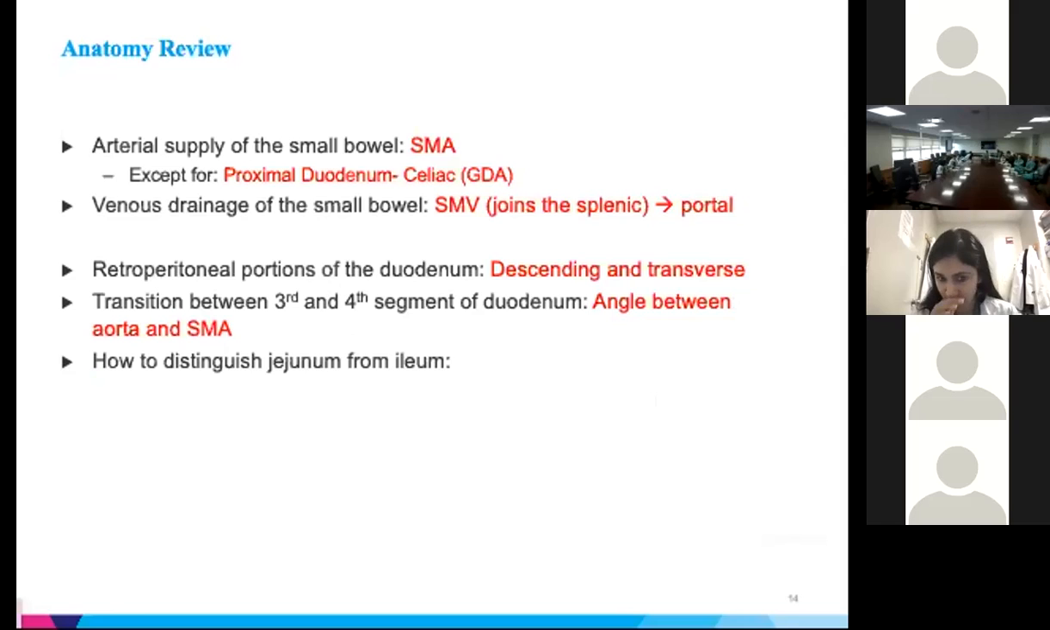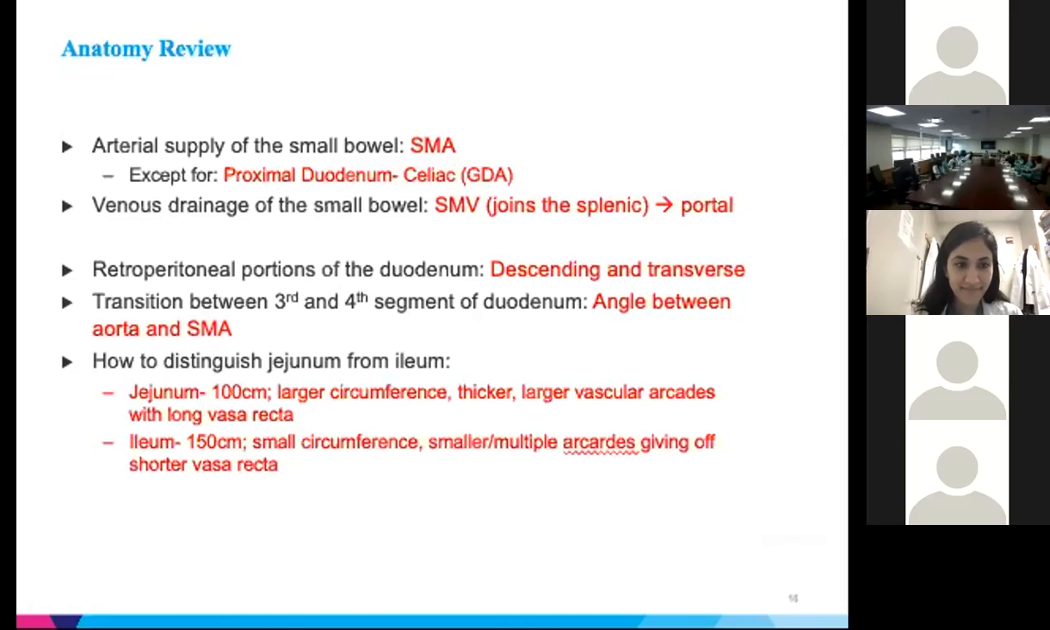And then how do you distinguish between the jejunum and the ileum? I'm going to say plicae circulares. What do you guys think? You also have the longer arteries. I think it says arcade. You can see the arcade. Okay. Yeah. Yep, you're right. So the jejunum usually has a larger circumference that's usually thicker, larger vascular arcades with long vasa recta, versus the ileum has smaller or multiple arcades that give off shorter vasa recta.